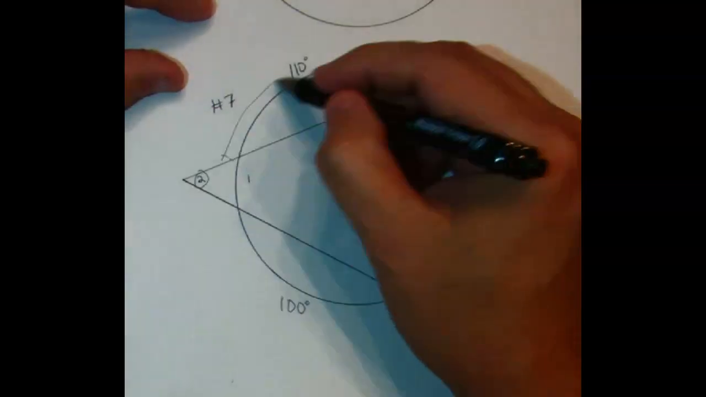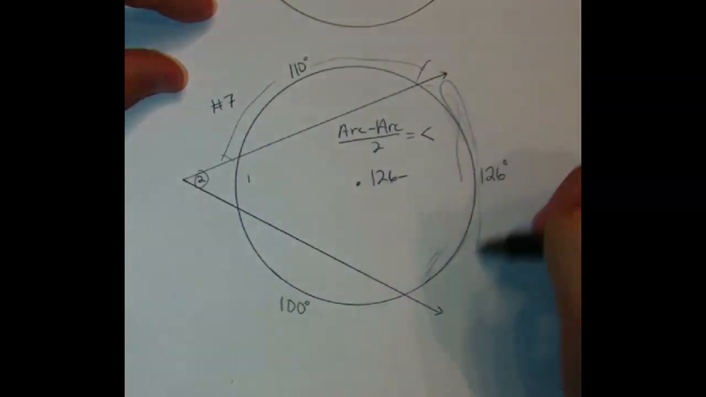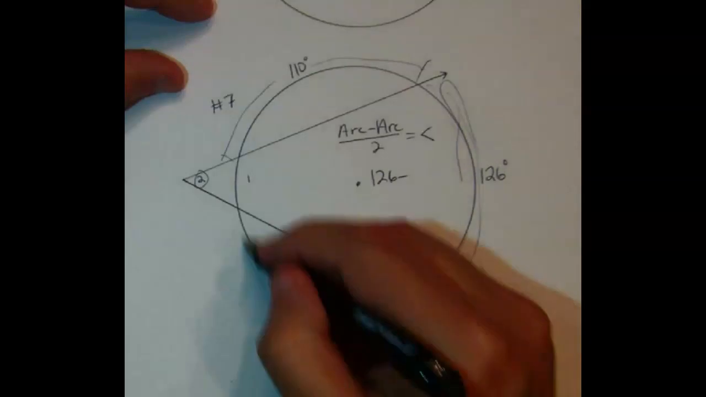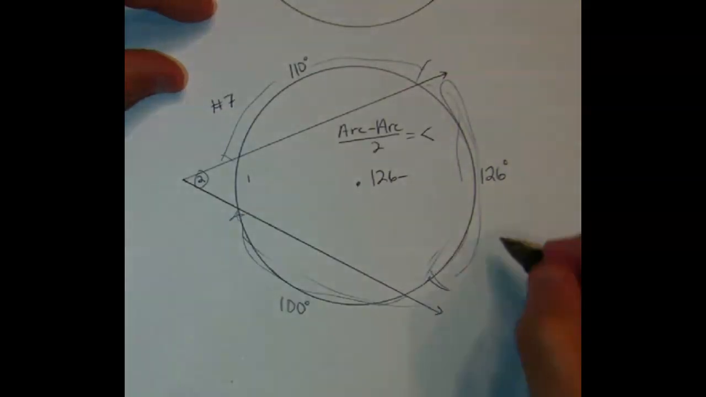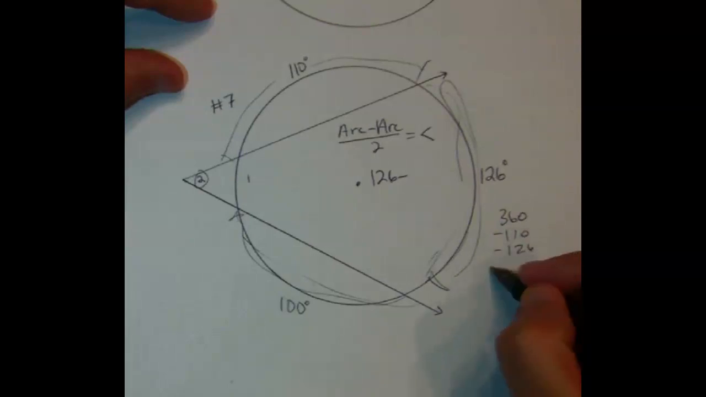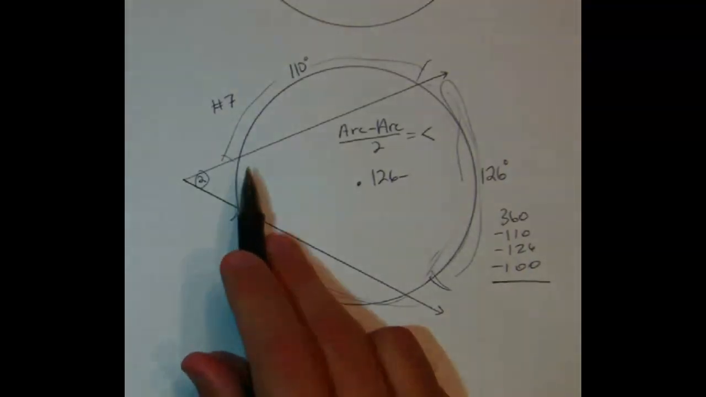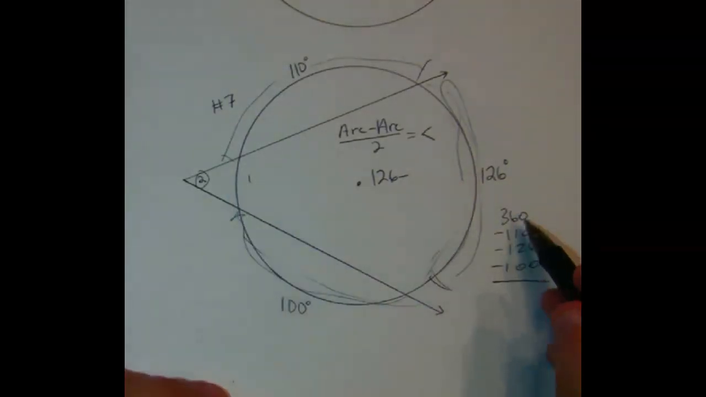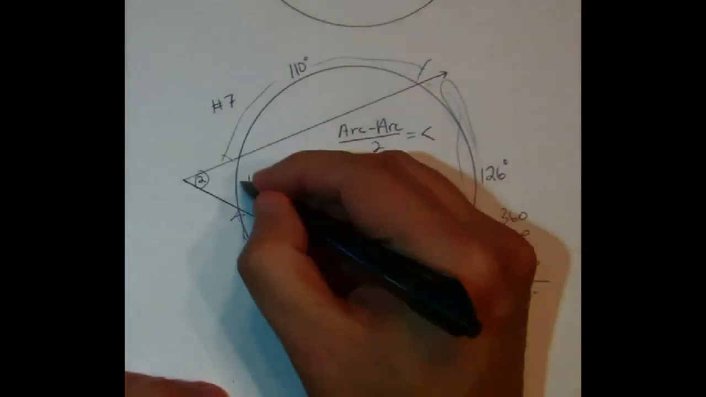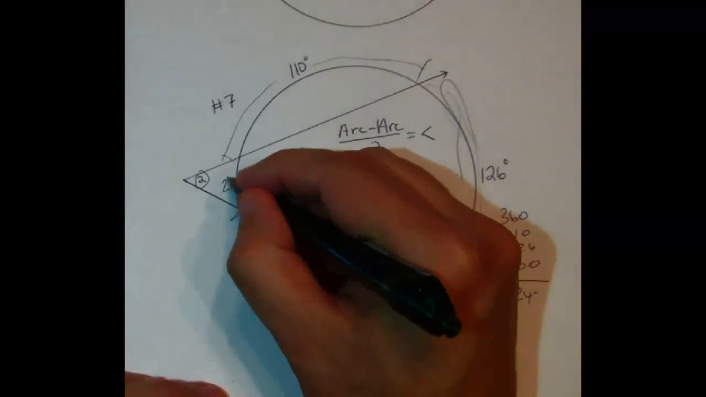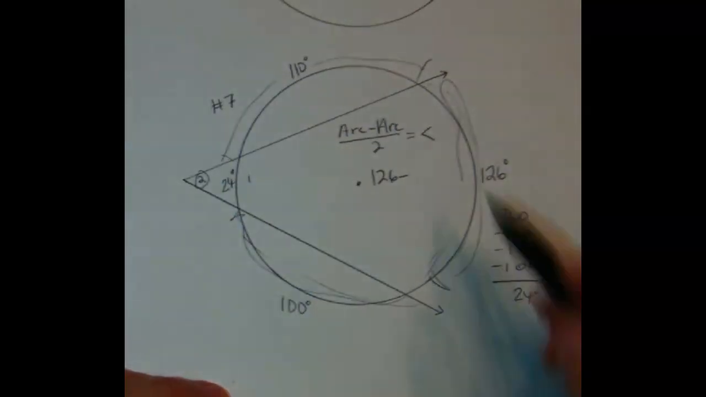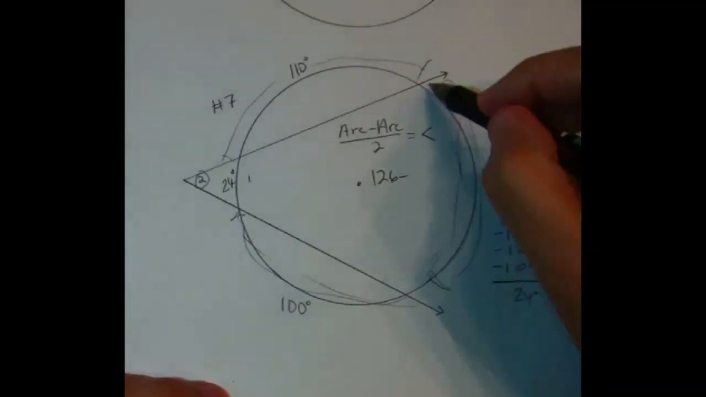Oh, I have 110 from here to here. That's 126, and this is 100. If I take 360 and subtract the 110, 126, and 100, that should give us this arc here. So when I subtract all three numbers from 360, I get 24 degrees. So the measure of this arc is 24 degrees. Now I have enough information.